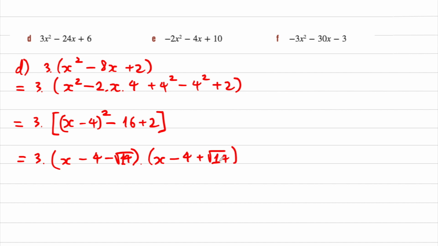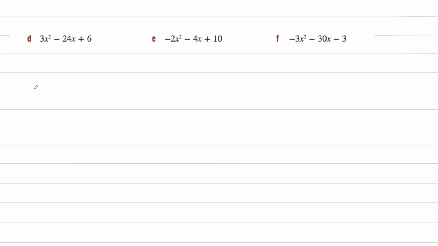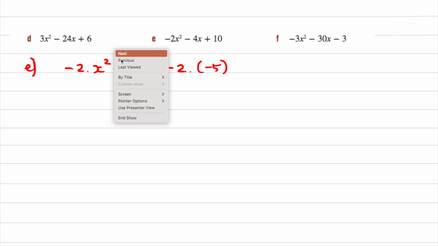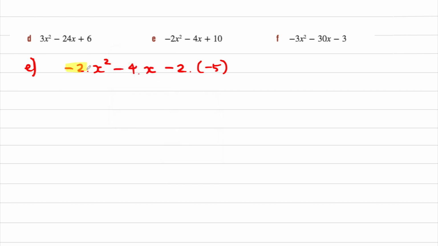Yeah, that is question D. Move to question E. You got minus, it is not a positive integer anymore. Think very carefully about this one, because I want to take minus 2 as a common factor outside. Minus 2h squared minus 4 times h and plus 10. This is minus 5 times minus 2. All of these three terms have the common factor minus 2, so I can take minus 2 outside.